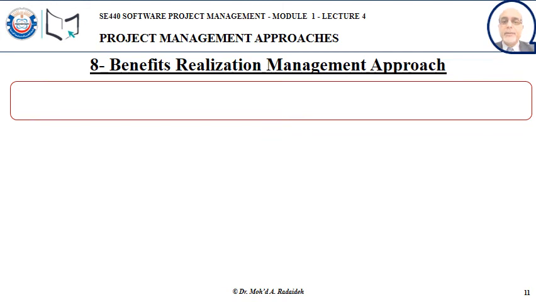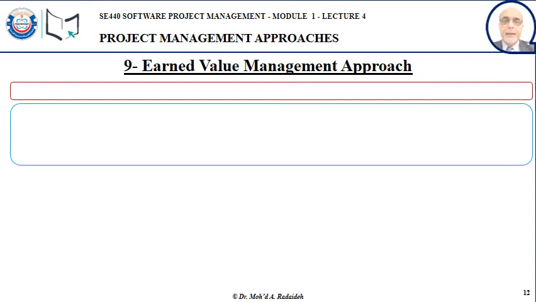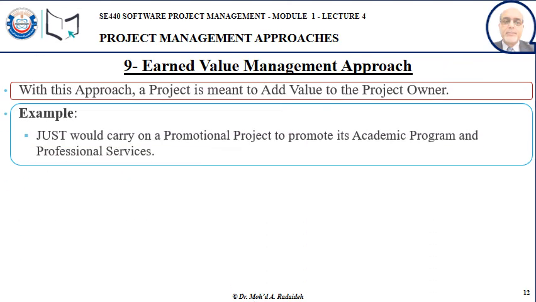The benefits realization management approach, again, it's all about how much profit the customer wants to get out of the project. The earned value management approach, again, it is here, and it's all about promoting the products or, in the case of JUST, as we mentioned earlier, it's promoting the academic programs.